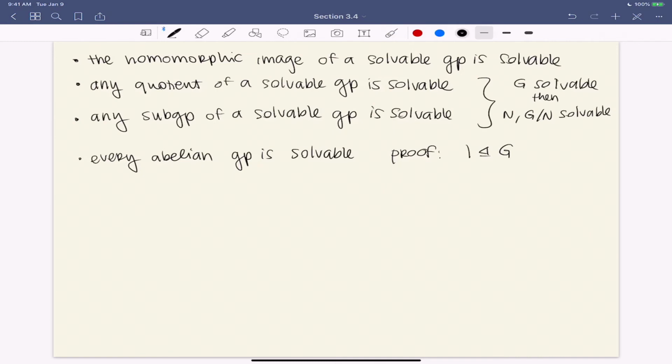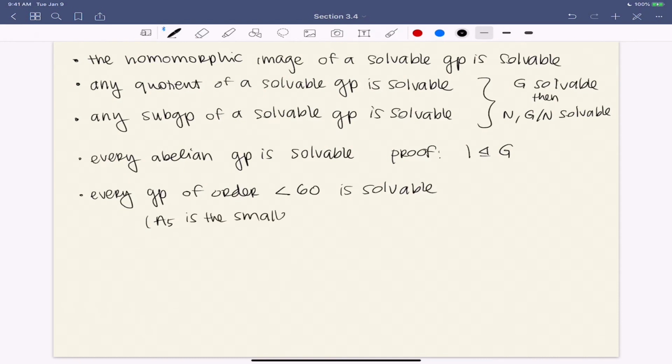So it's easy. Every group of order strictly less than 60 is solvable. So A5 is the smallest non-solvable group.